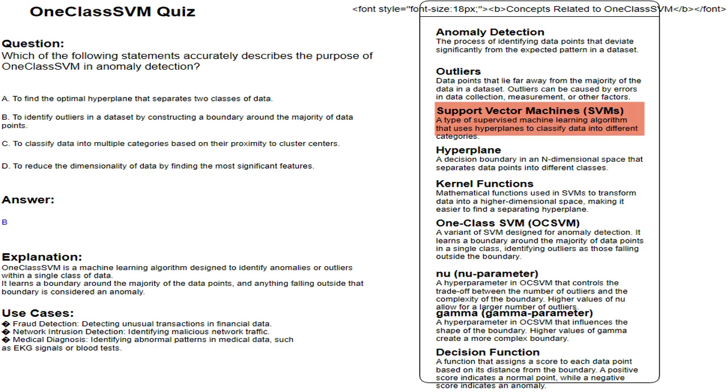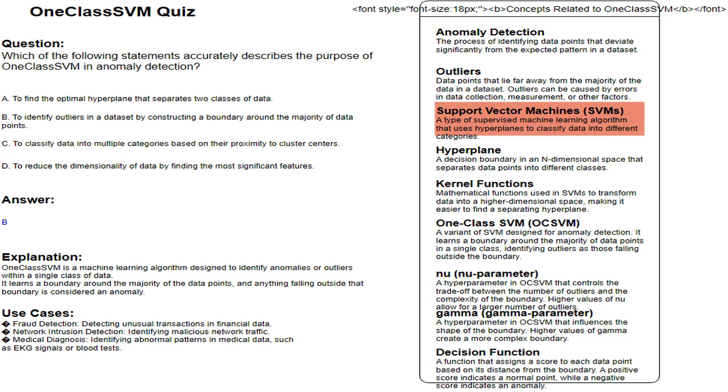Imagine a dataset of sensor readings from a machine. A one-class SVM could learn a boundary around the normal readings, and any readings falling outside that boundary would be flagged as anomalies, potentially indicating a problem with the machine.